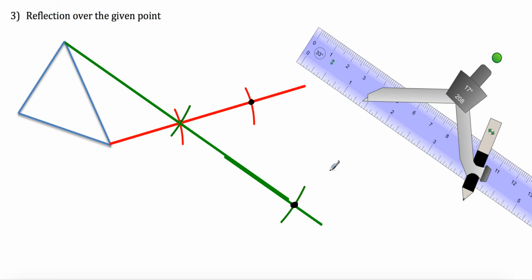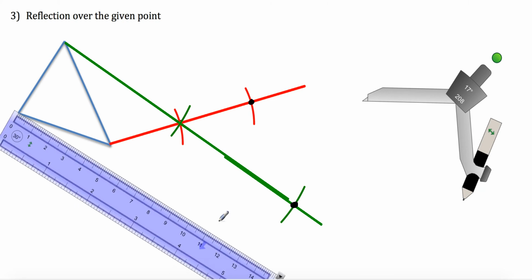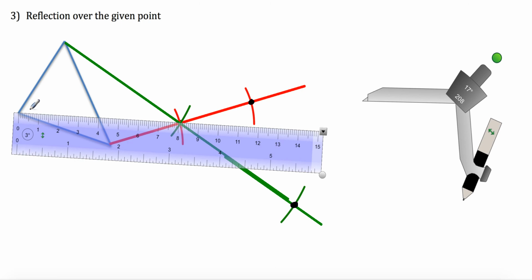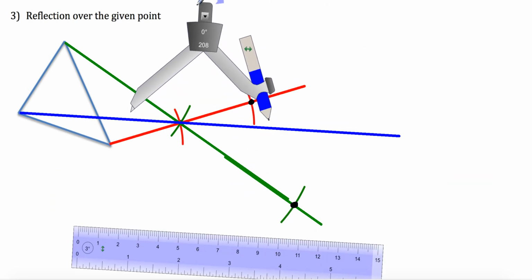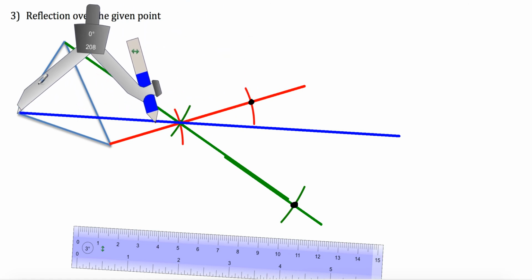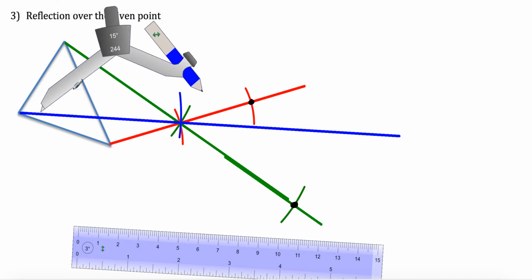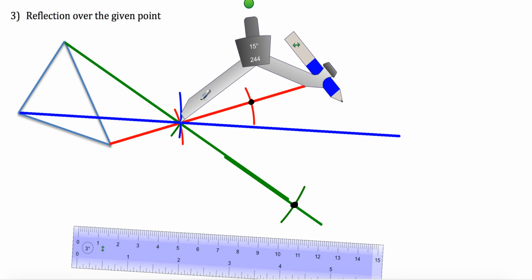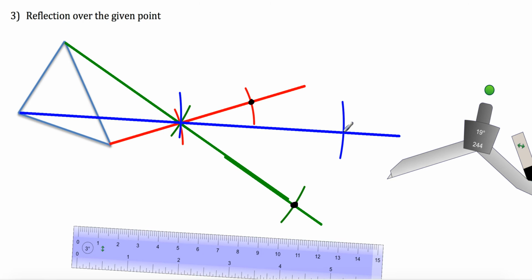That's the second point. And for the third point, I'm going to make something like this. I'll go for the blue. And I go to the point from the vertex of the triangle to the point of reflection. That much has to be passed through on the other side. Then we realize that that's my third point.